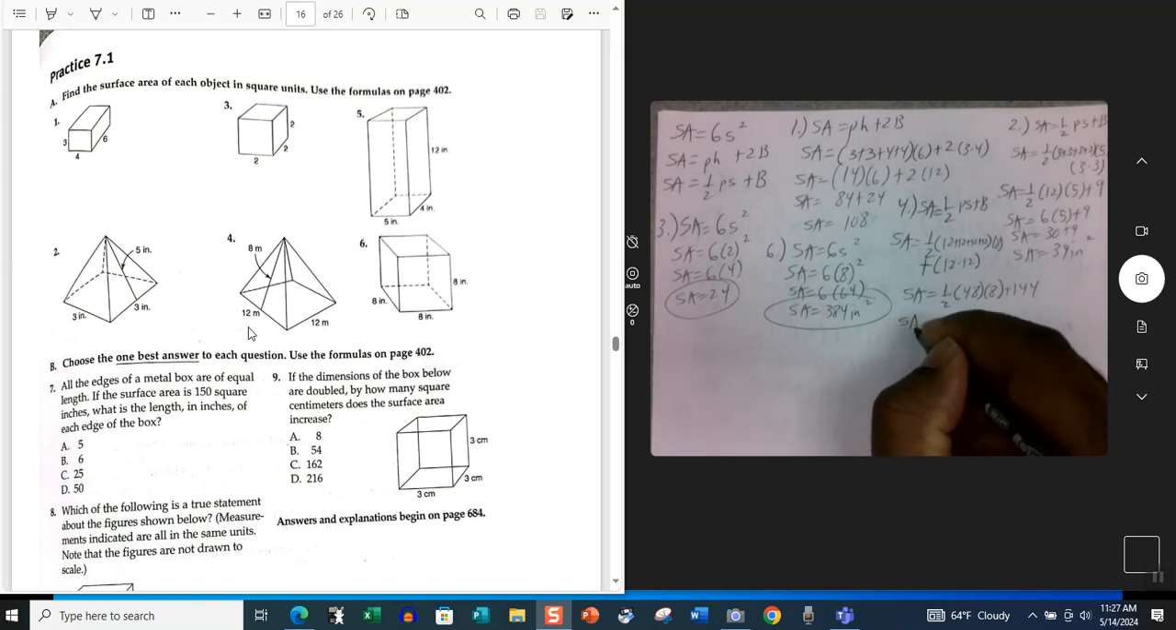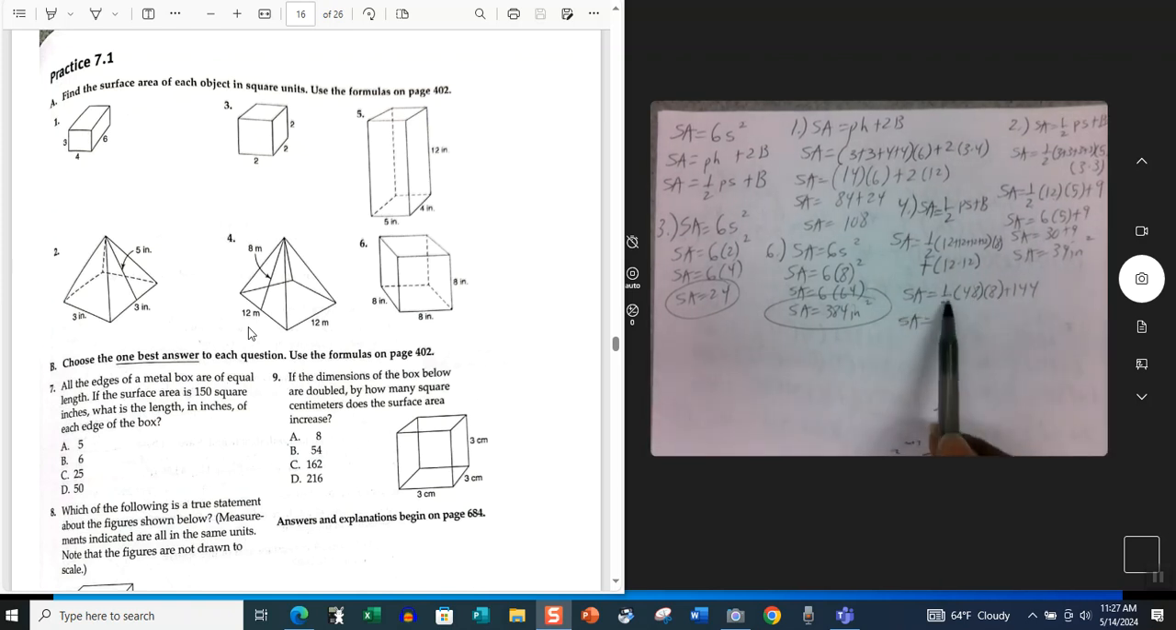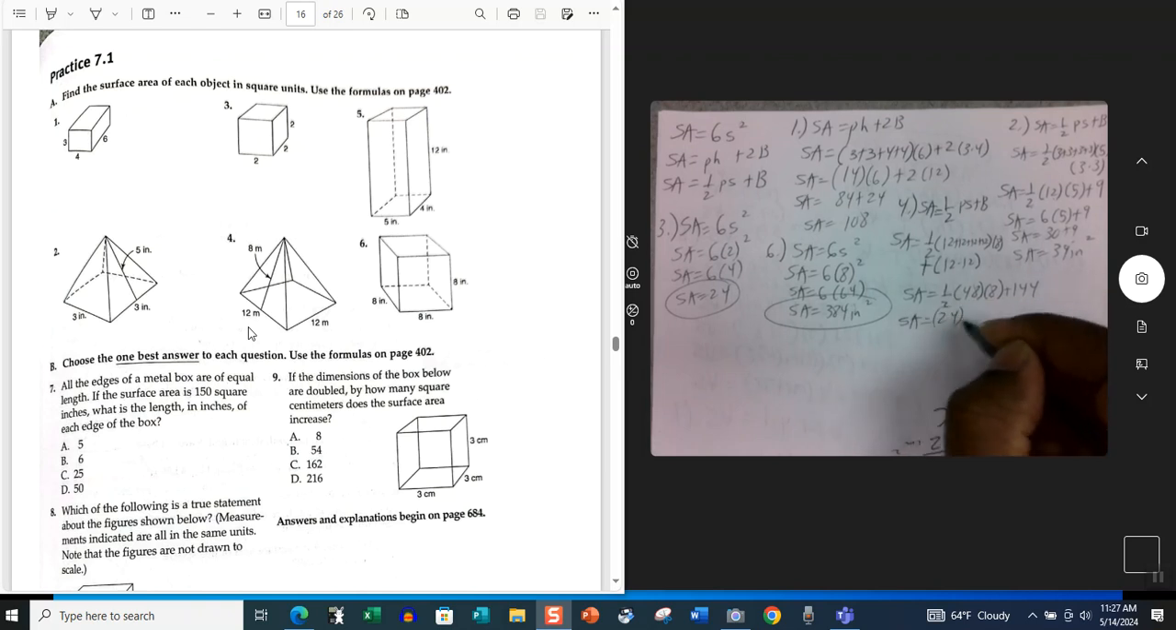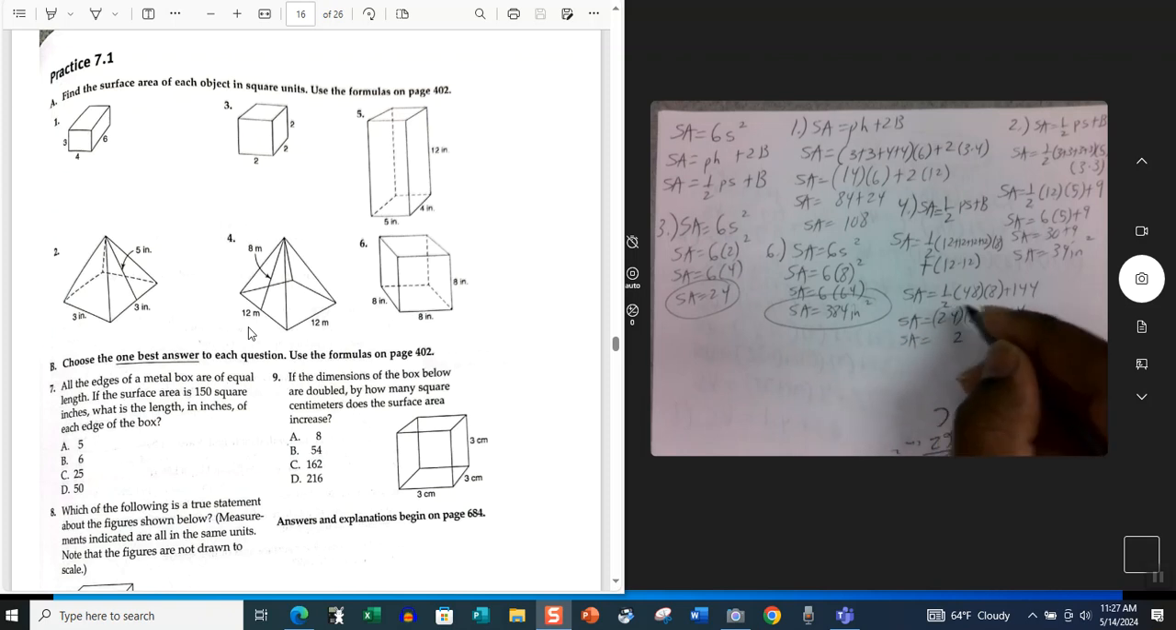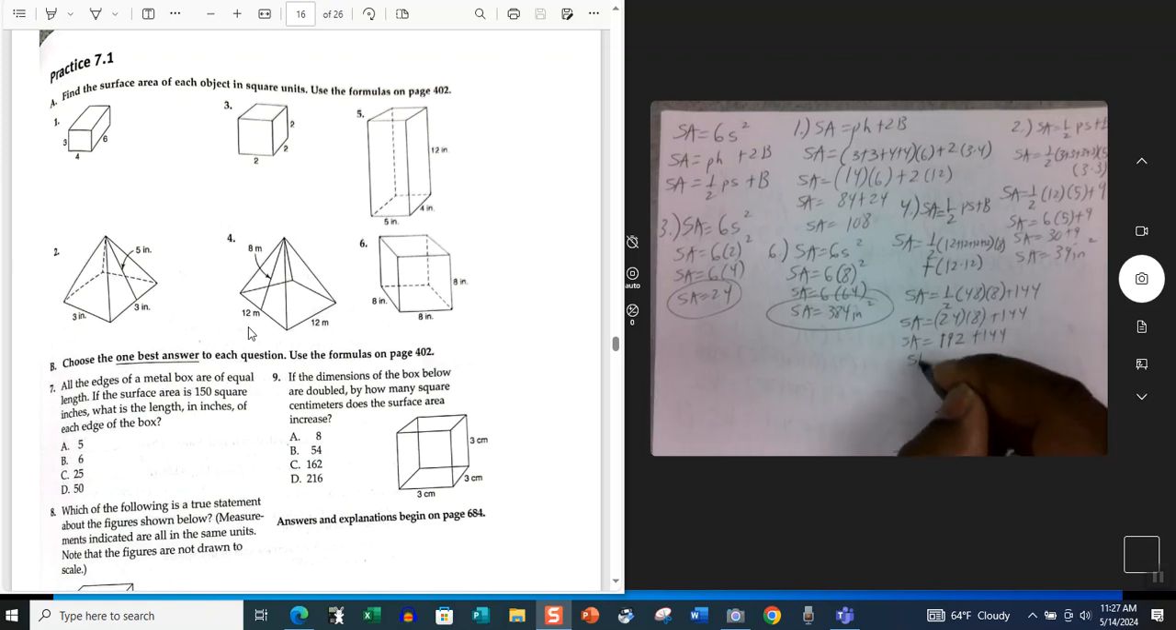So now we have a surface area equal to, we could do half of 48, which is 24, times 8 plus 144. So 24 times 8, 2 carry our 3, that'll give us 192 plus 144. So our surface area here would be 336. And then they give us units, so it'll be square inches.